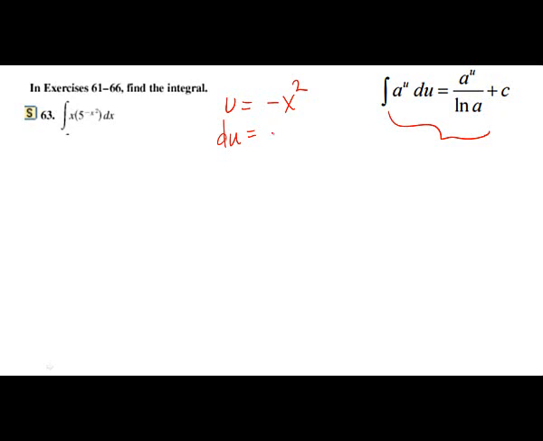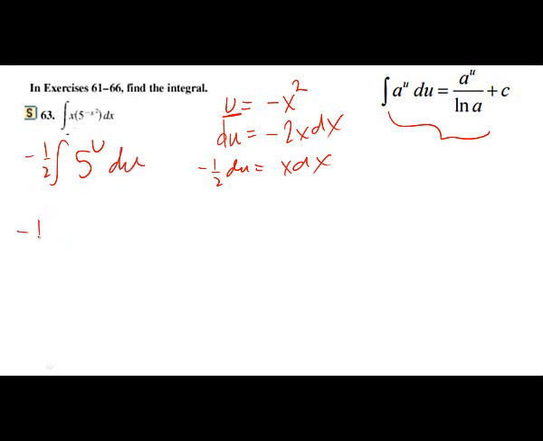So I've got du is equal to what? Negative 2x dx. I'm going to move the negative 2 over. Equals x dx. So I'm going to sub in. So I get 5 to the, what? U. And then x dx, I'm putting in negative 1/2 du.